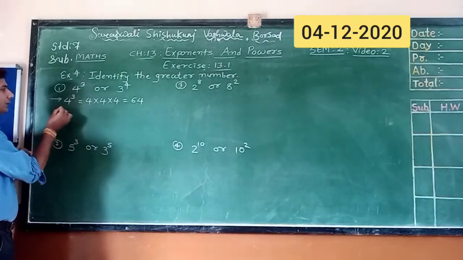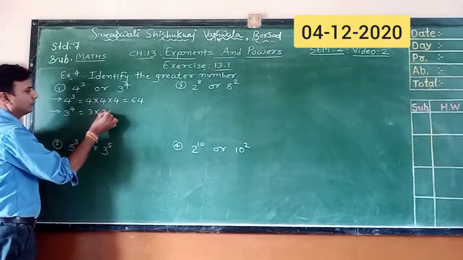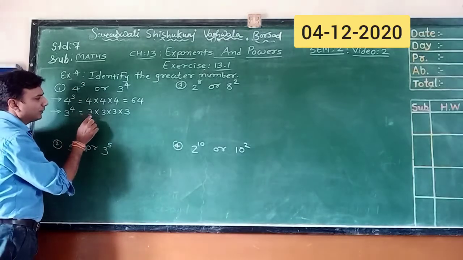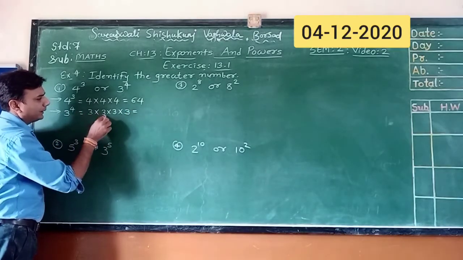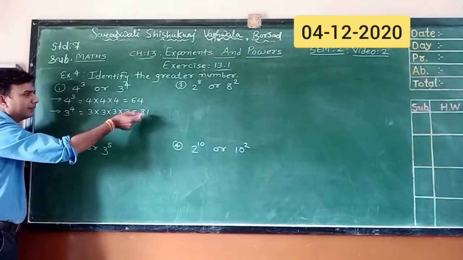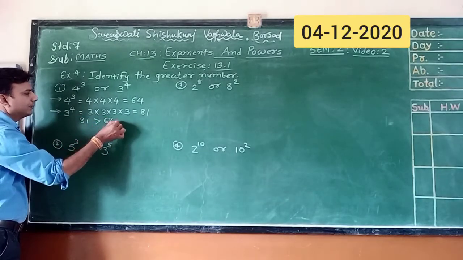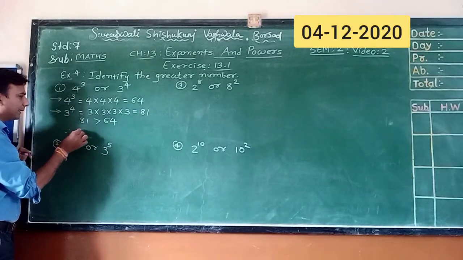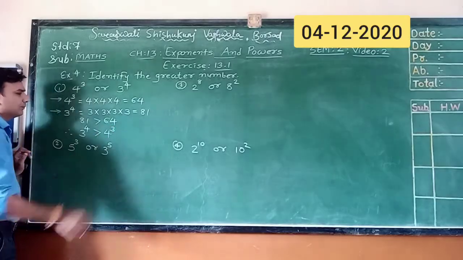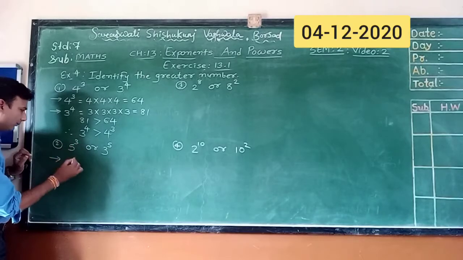Now 3 raised to 4. We have to write 3 four times. 3 times 3 is 9, times 3 is 27, times 3 is 81. Now from these two numbers, 81 is greater than 64. Yes, 81 is greater than 64. So 81 means 3 raised to 4 is greater than 64 means 4 cube. Clear?